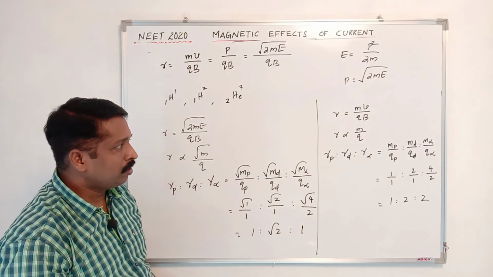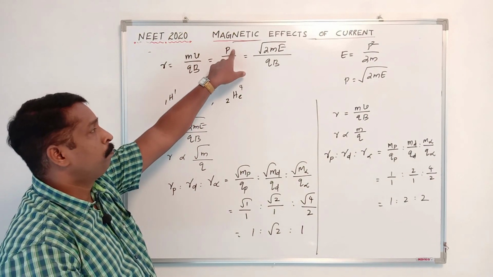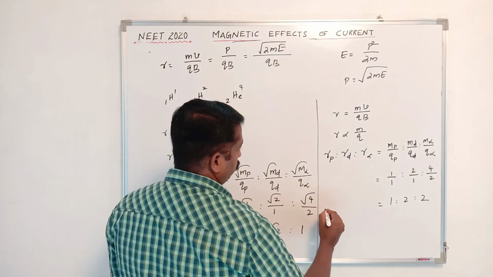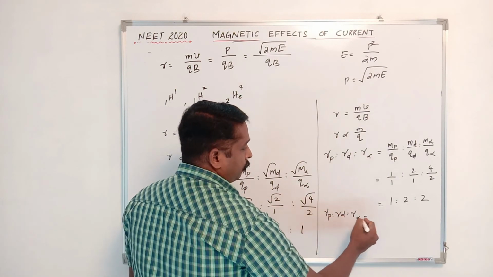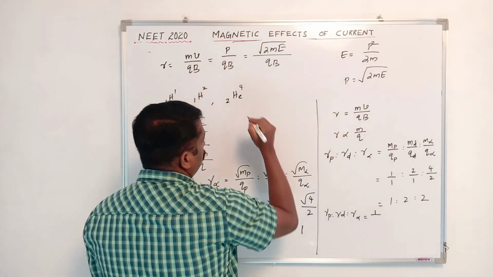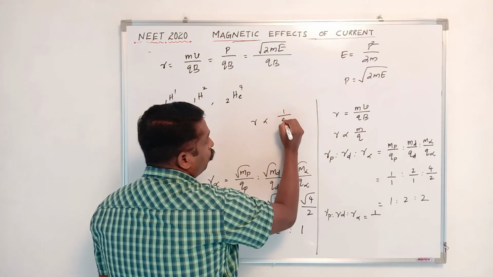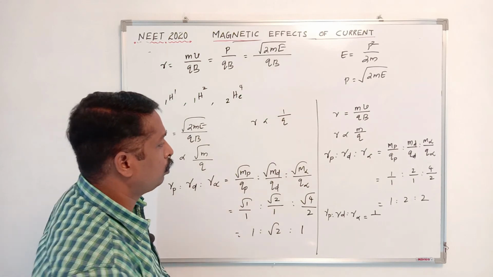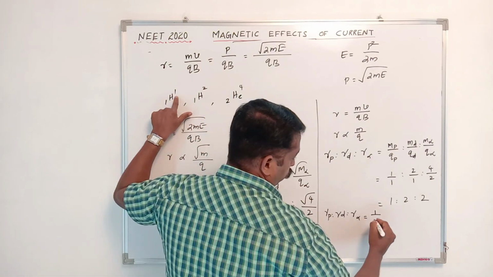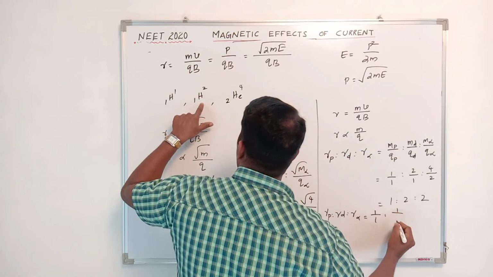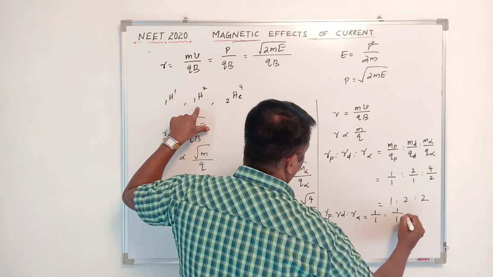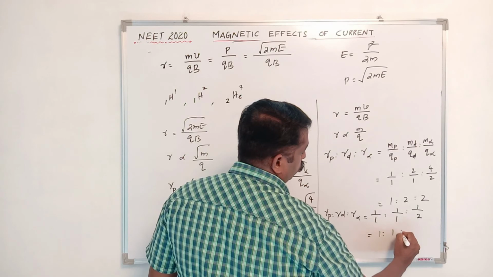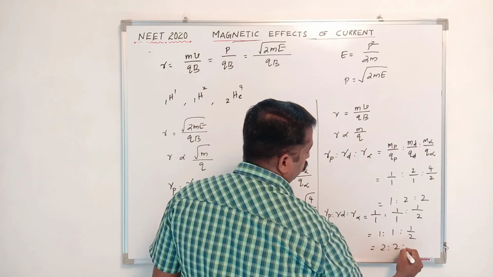Okay. The same question we can solve in the case of the same momentum. If the three particles are projected with the same momentum, then r is proportional to 1 by q, because the same momentum means p is constant, and the same magnetic field means B is constant. Then 1 by q proton is 1 by 1, then 1 by the charge of the deuteron, 1 by 1, and 1 by the charge 2 of the alpha. So 1 is to 1 is to 1 by 2, that means 2 is to 2 is to 1, right?